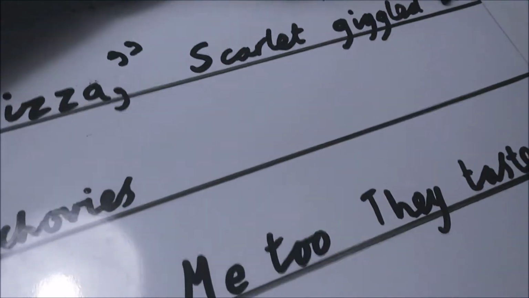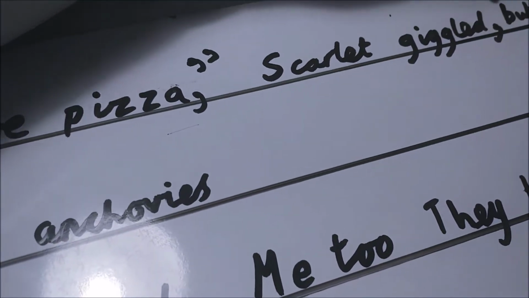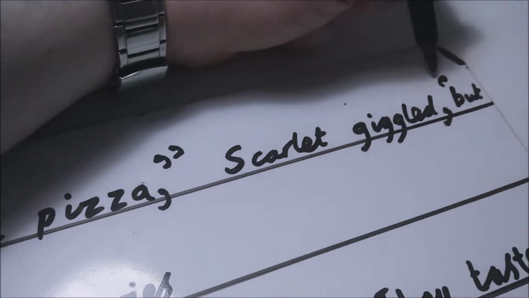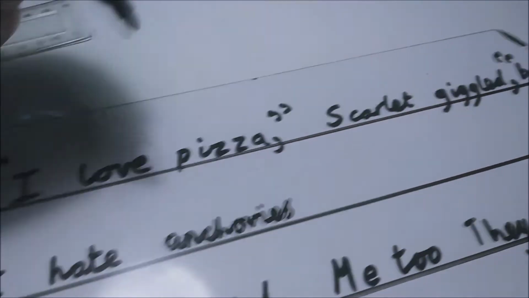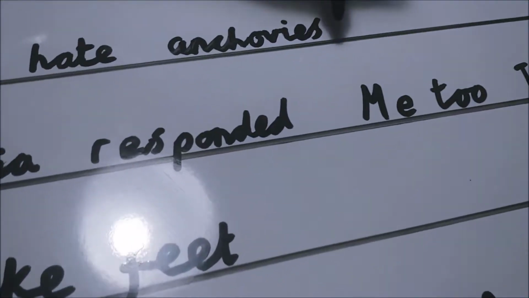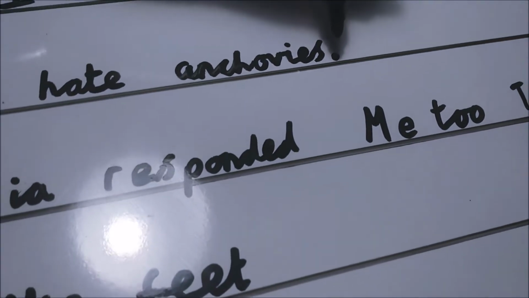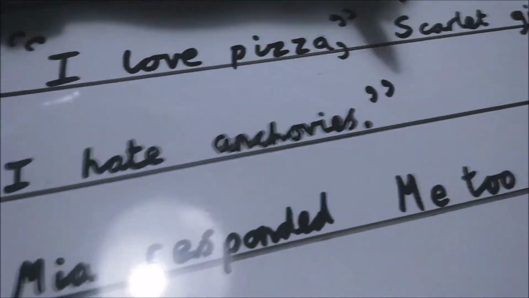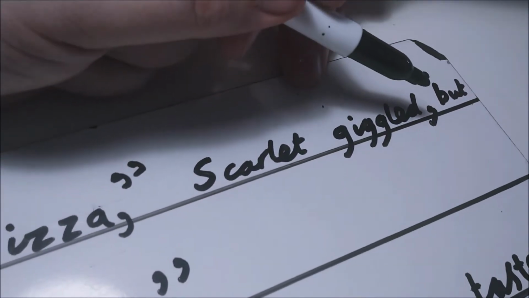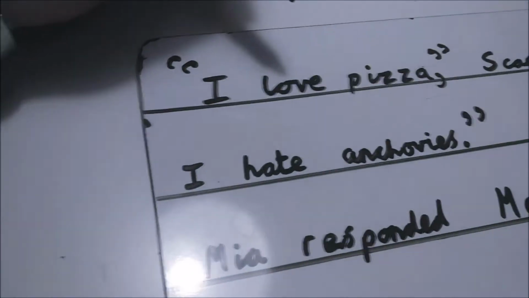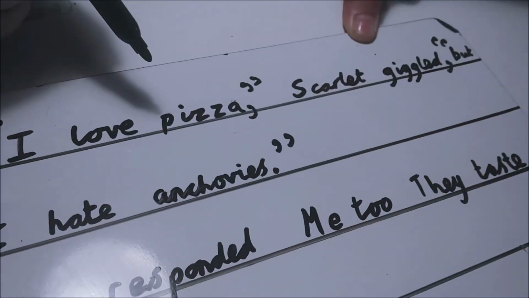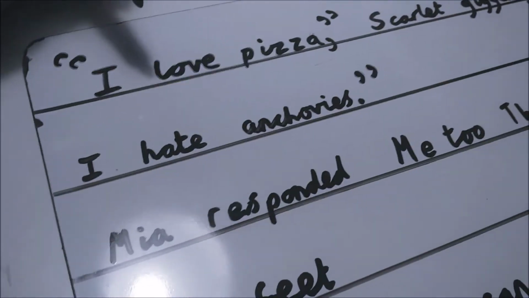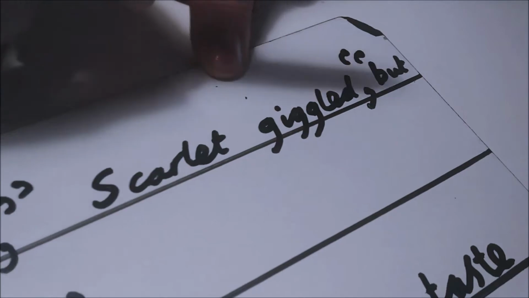So she starts speaking again, so I put a comma, inverted commas, "but I hate anchovies." Full stop, inverted commas. Now, you may have noticed there's a lowercase b in "but" because it's part of the same sentence. "I love pizza, but I hate anchovies" is one complete sentence. If we were starting a new sentence, we would put a capital letter for that.